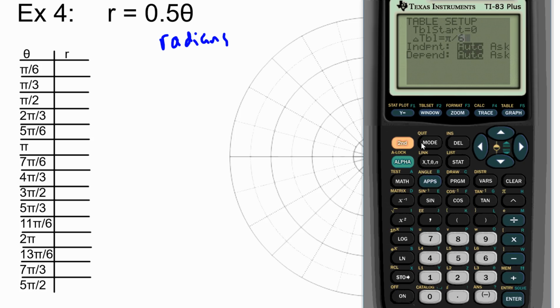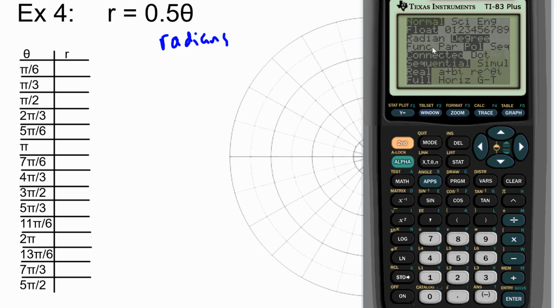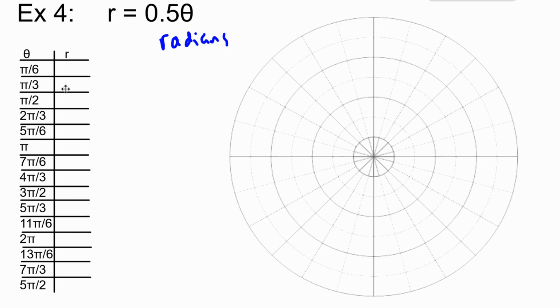Now, some of you might be wondering, do I have to switch my mode here to radians? No, because we're not doing sine, cosine, tangent, anything like that with our calculator. We're just doing 0.5 times that radian measure. So it's not needed. It's not going to hurt anything, but it's not needed in this situation. So if I hit second graph and look at the table, I've got my table already set up there for me.